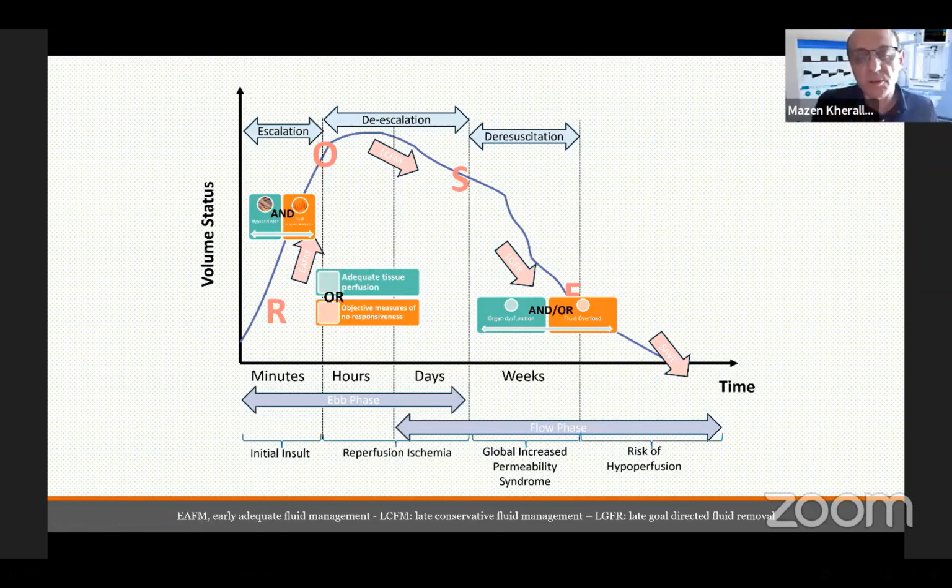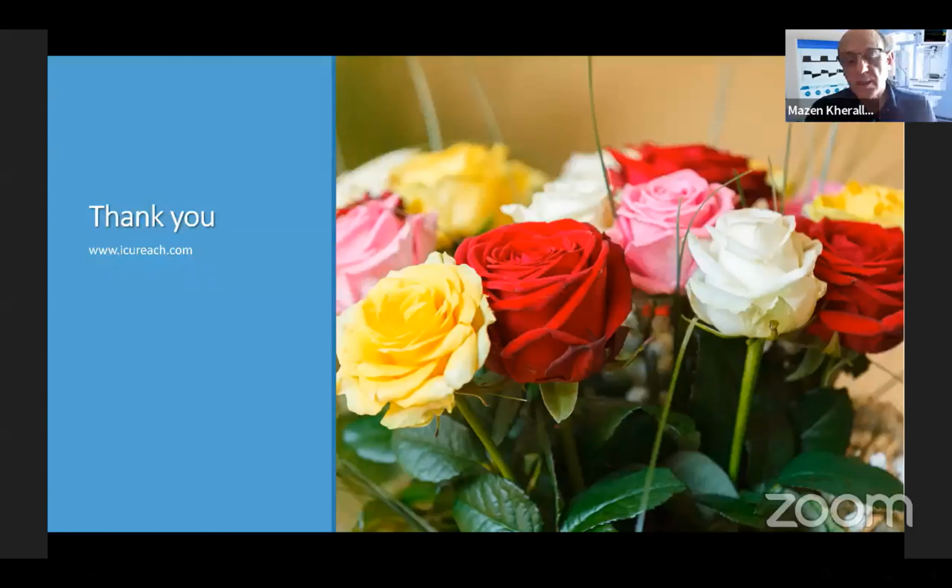Together, I can give fluid. In the optimization phase, I need to restrict giving fluid if I have adequate tissue perfusion, or if I don't have evidence of fluid responsiveness. And then, of course, you're going to go through some de-escalation here with negative fluid balance. Going into de-resuscitation, you need to have the evidence of organ dysfunction and fluid overload, or fluid overload alone. With this, I'm going to end up here.